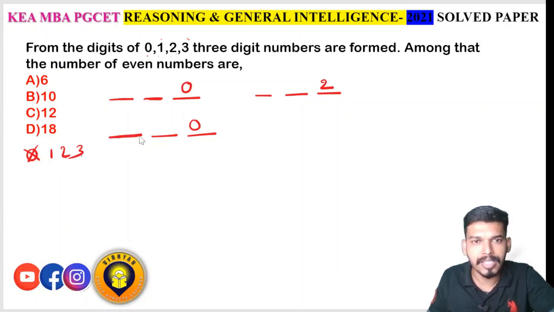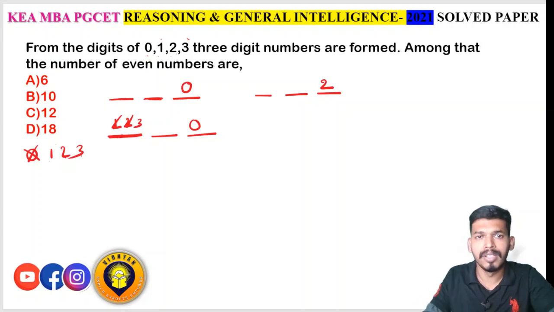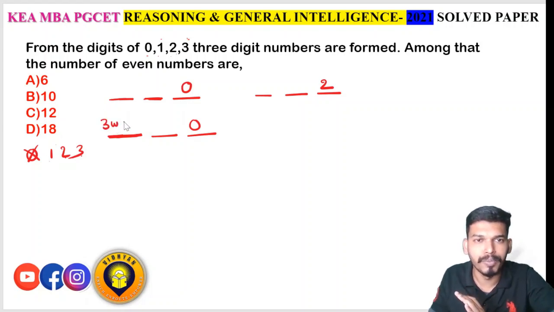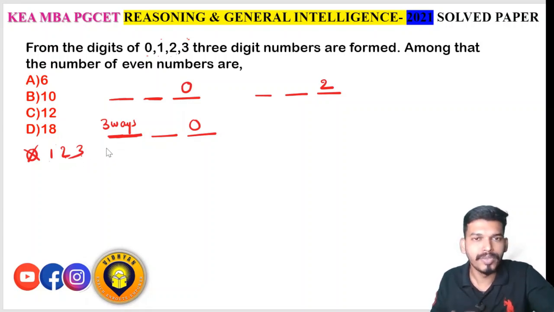Now in the first place you can either place 1, or you can place 2, or you can place 3, right? So you have 3 options. That means there are 3 ways for you, correct? In these 3 ways any one number will be placed here. So when one number is placed, how many digits are you left with now? You will be left with 2 digits. So in how many ways can you place those 2 digits? In 2 ways you can place those 2 digits, right?